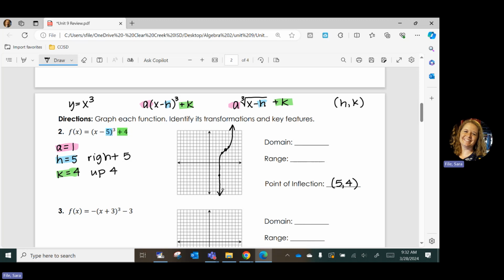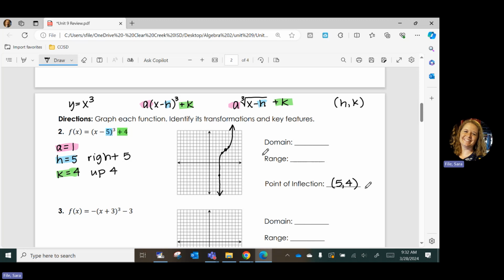Now, if you are not familiar enough with your parent function to know the movements that they should be from the point of inflection, because remember, there was no stretch or compression or reflection, so they should just be the same movements as the parent function. It's okay. Use Desmos. Go just type this equation into Desmos and you can see what it should look like. And you can click on the graph and see what the points should be. Or make yourself a table and it'll list the points.